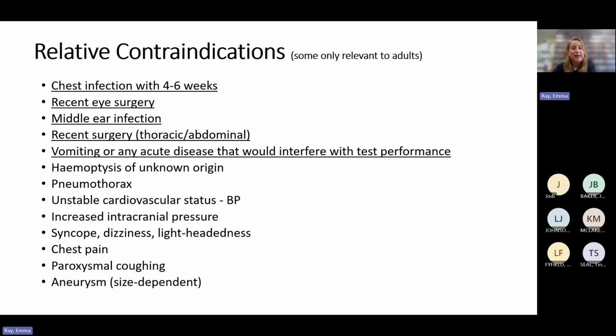Contraindications, again, they're all the same as you would expect in an adult. So things that you may come across more are chest infections, eye surgery, or problems with their eyes, middle ear infections, having an upset tummy or feeling sick, those sorts of things. I have come across a child who had blood pressure problems. That's quite interesting. So I would go through all of these things anyway, just to double check.